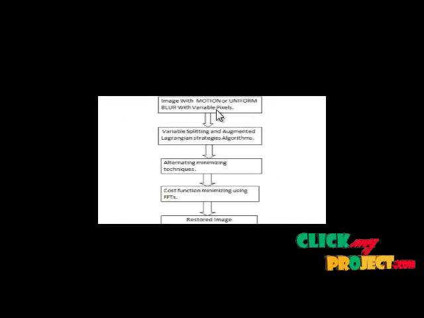This is the flow of our process. First we load our input image with a motion and uniform blur with variable pixels. Then we will apply the variable splitting and augmented Lagrangian strategies algorithm. The variable splitting algorithm involves splitting the original problem into smaller tasks by using auxiliary variables. It uses the SALSA and split Bregman algorithms. It converges faster than MFISTA.